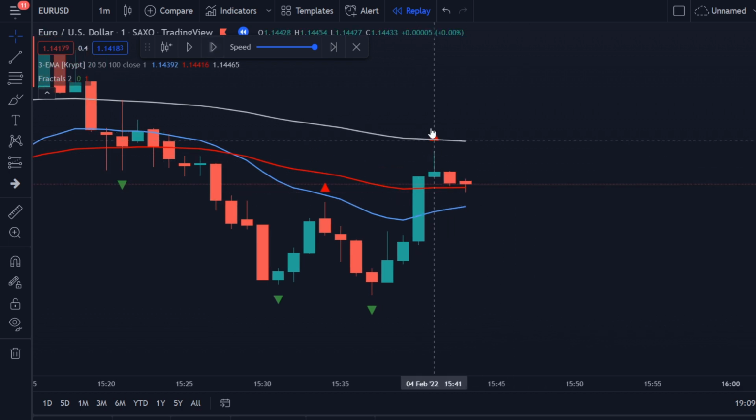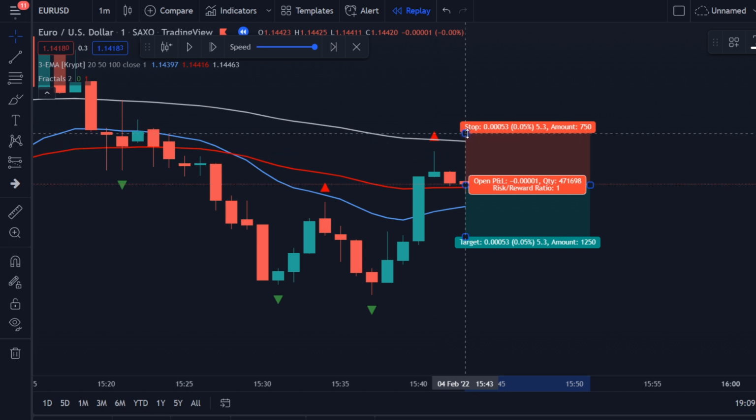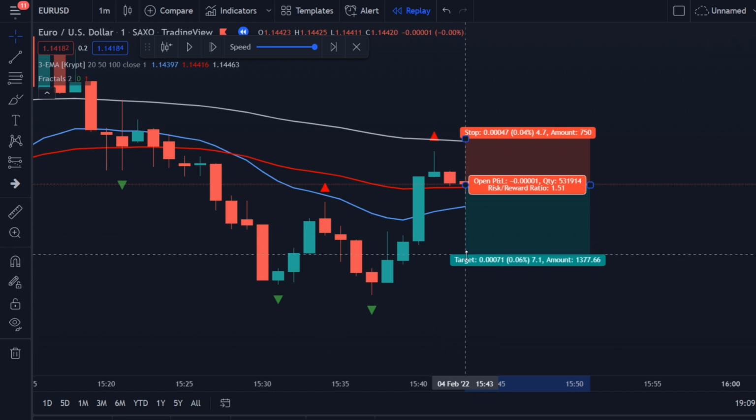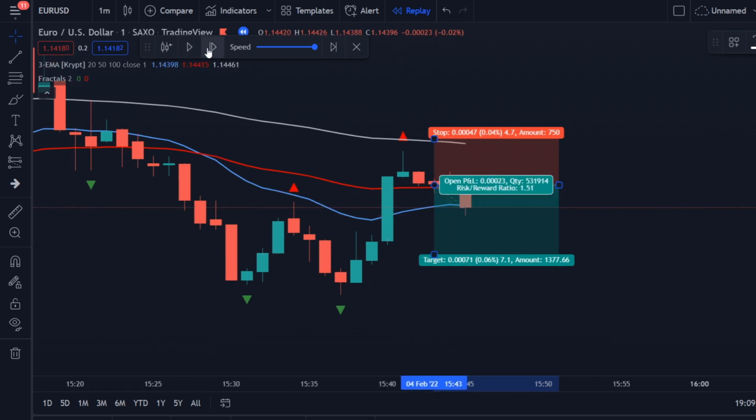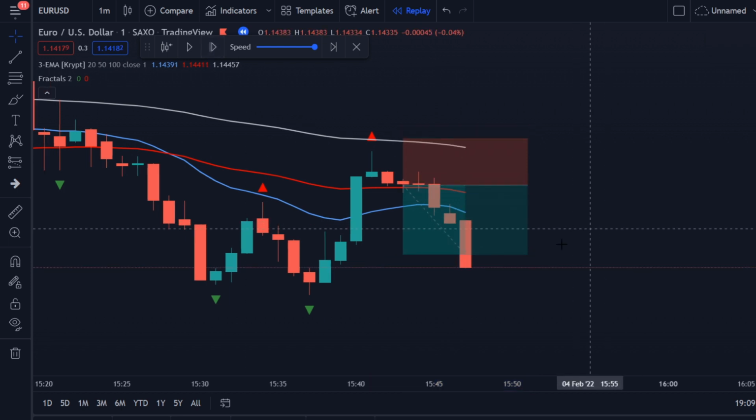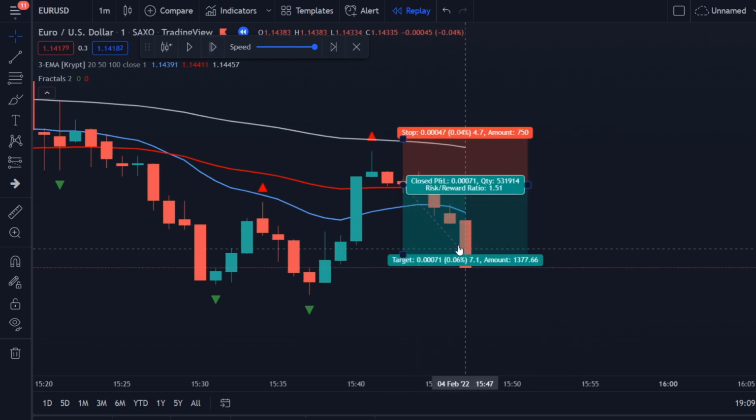Over here, we see a sell signal that appeared, and like I told you, I placed a trade, but I placed the stop loss just above the 100 exponential moving average, and I'm using a 1.5 to 1 risk reward ratio. And then we wait. As you can see, after 5 minutes our target has been hit. So that is basically how this trading strategy works.